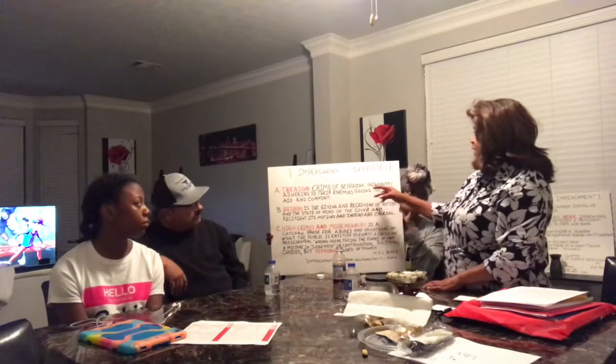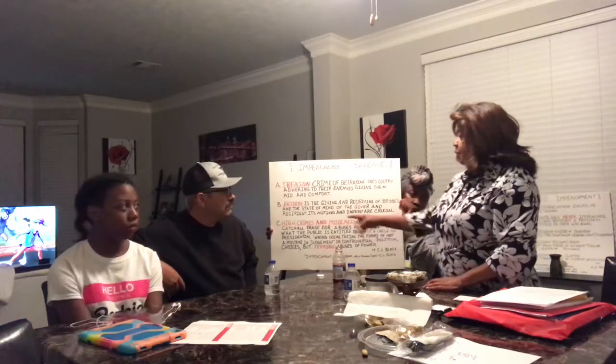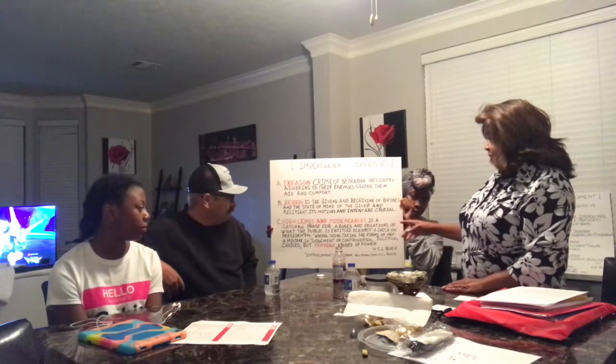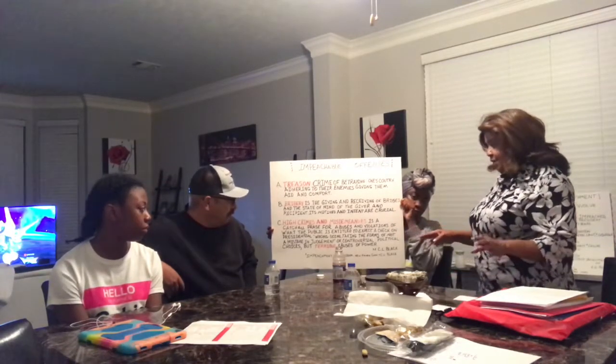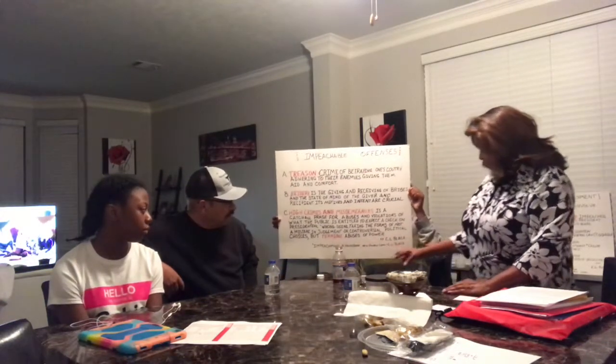Impeachable offenses: treason, crimes of betraying one's country, adhering to their enemies and giving them aid and comfort. Bribery is the giving and receiving of bribes and the state of mind of the giver and the recipient. Its motive and intent are crucial. High crimes and misdemeanors is a catch-all phrase for abuses and violations, what the public is entitled to expect. It's a check on presidential wrongdoings, taking the forms of not just a mistake of judgment or controversial political choices, but of terrible abuses of power, according to Impeachment, a handbook by C.L. Black.